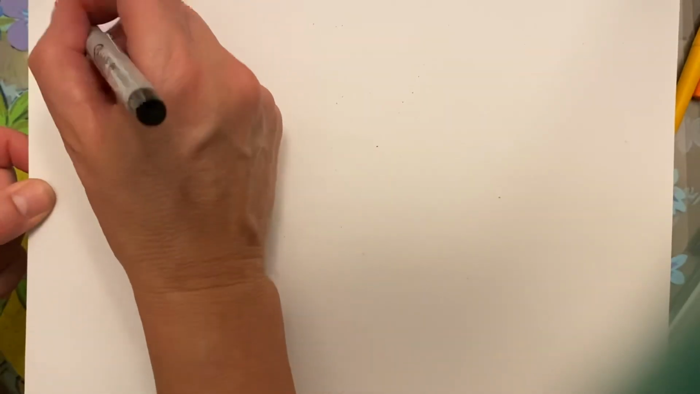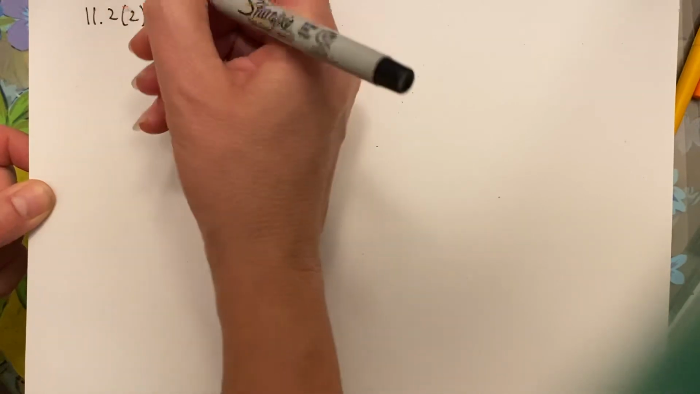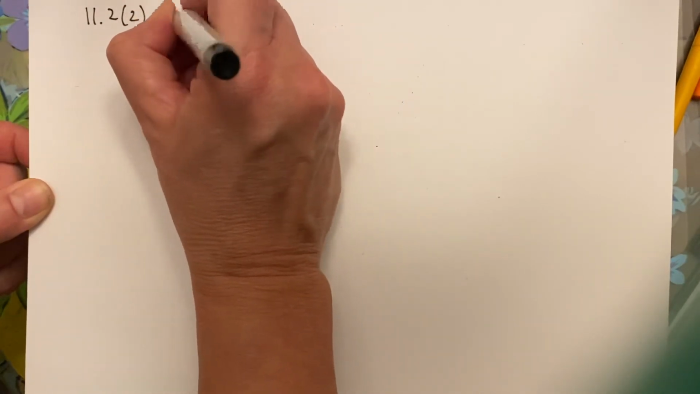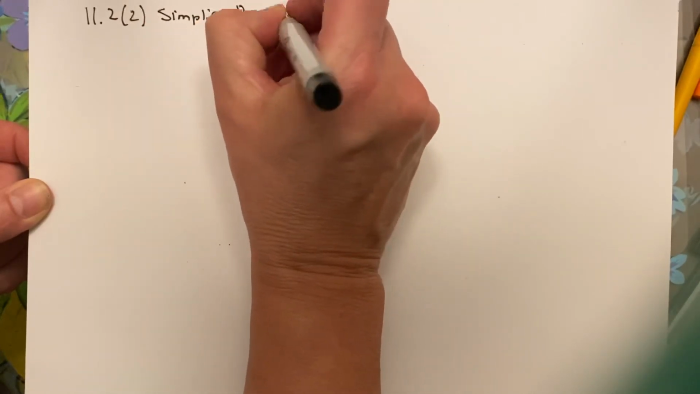Good morning again. We're just going to finish 11.2 today. This is 11.2 part 2, which is called Simplify Radical Expressions.